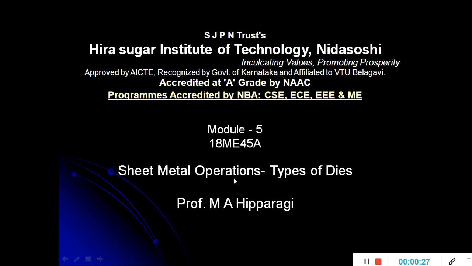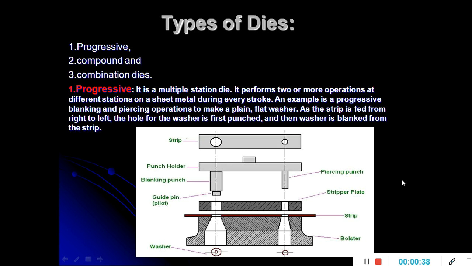Now in this PPT, the last bit of Module number 5, we are going to discuss the different types of dies which are used in metal forming operations. There are three important dies we are going to discuss in sheet metal forming: progressive die, compound die, and combination die. We will discuss them one by one.